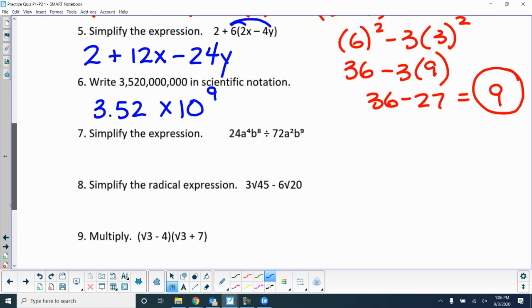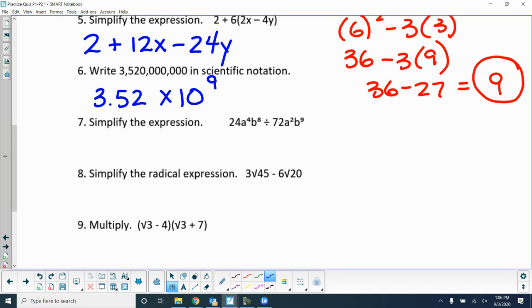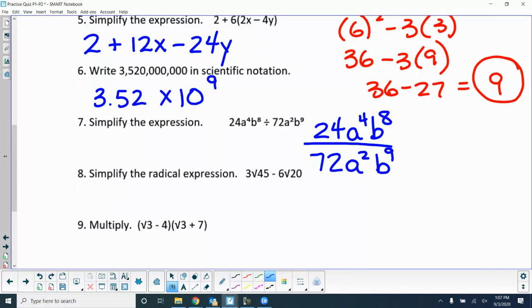Number 7, another simplifying one. You should write this, or you'll see it like this tomorrow. It'll be written the way I want it, typed out the way I want it. I didn't get it typed out the right way when I did this. But it will look like that tomorrow as a fraction. So, we're just simplifying the fraction, reducing it to lowest terms.